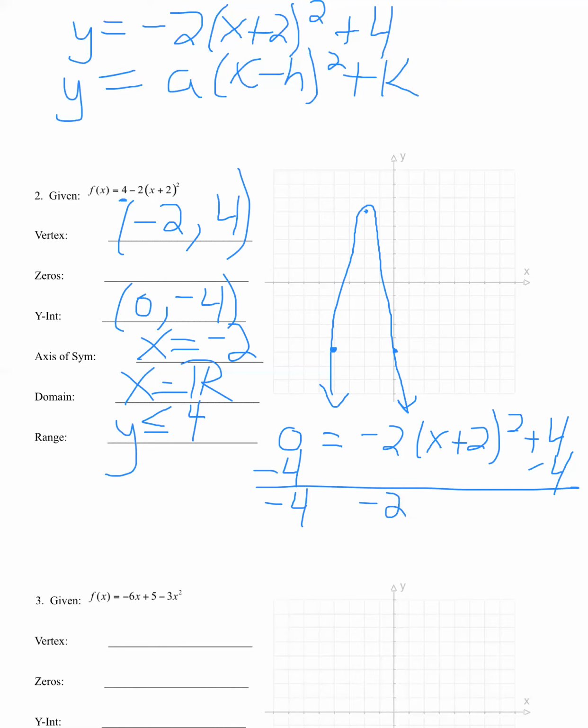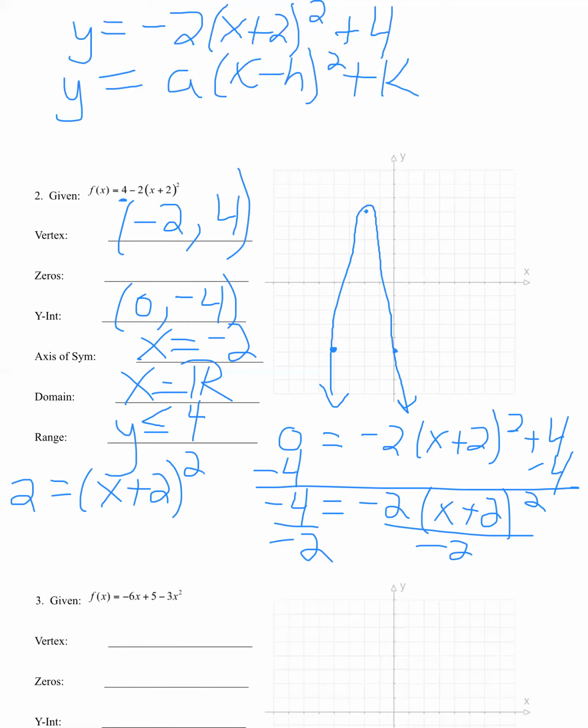-4 equals -2 times x plus 2 squared. Divide both sides by that -2. So now I'm gonna move over here so I have room. So now I have a +2 equals x plus 2 squared. And now I can go ahead and take the square root of both sides. Unfortunately, 2 is not a perfect square, but that's okay. I'll just leave it as the square root of 2. Don't forget positive negative roots because I took a square root. And then all I have to do is minus the 2 from the other side. So my x-intercepts will be at -2 plus and minus the square root of 2.